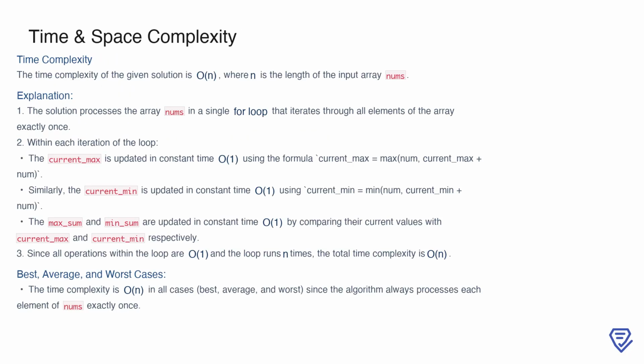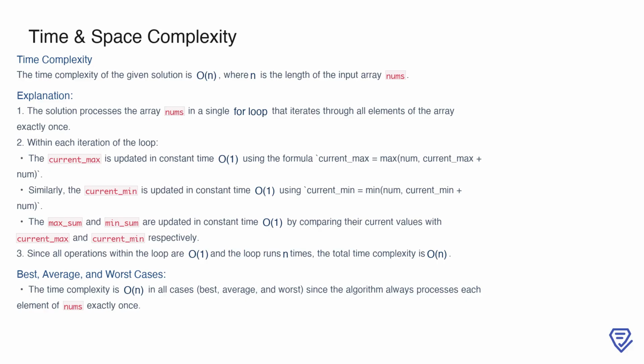The time complexity of this solution is O(n), where n is the length of the input array nums. This efficiency comes from the fact that we process the array in a single loop that runs exactly n times, iterating through each element once. During each iteration, we perform constant time operations, such as updating current_max and current_min using simple formulas that involve a comparison and addition. Similarly, updating max_sum and min_sum involves comparing their current values with those of current_max and current_min, which are also O(1) operations.